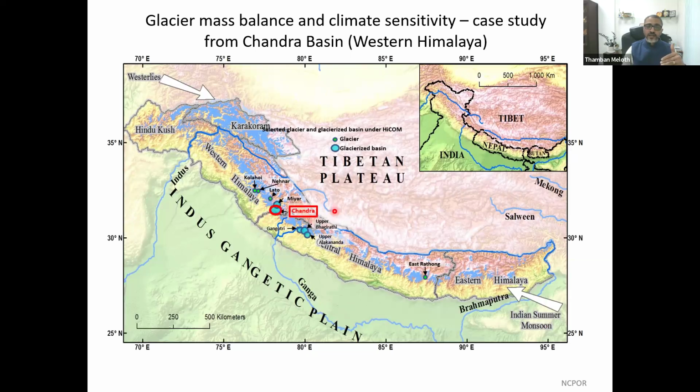In this case, I focus on the upper Indus Basin, what we call the Chandra Basin. You can see that this is part of the Western Himalayan region, in the transition zone of an arid cold region from the central Himalaya, where you have the cold as well as monsoon-fed glaciers.